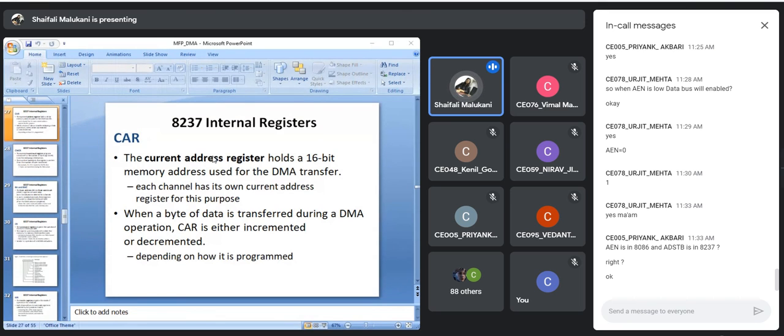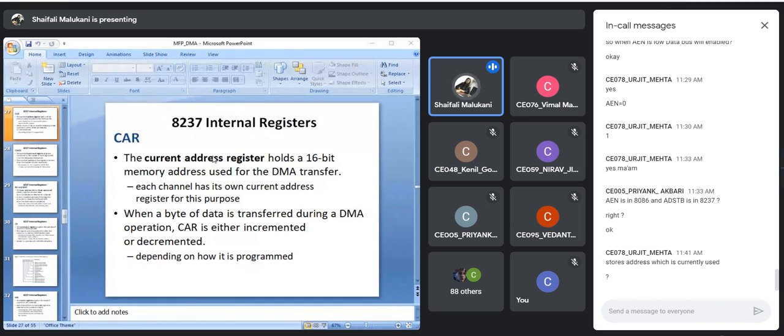What is the meaning of the current address register? Can you tell me what it can be? If you can answer, you will be even more clear with the point, and it will be easy to write a program if you are doing so. Quickly. It stores the address which is currently used.